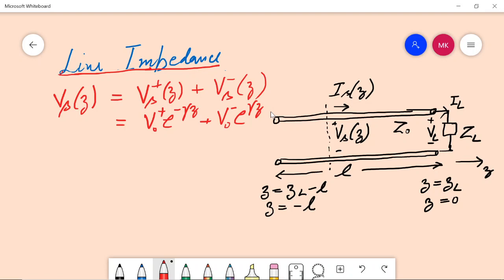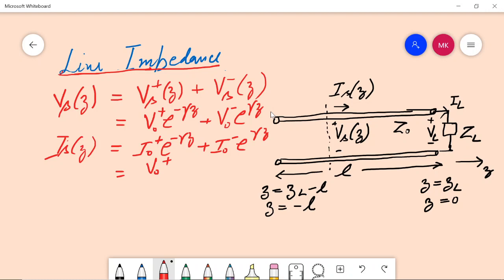Similarly, for the current, the total current is given by V naught plus over Z naught. So here in general it will be I naught plus, in the same way, e to the power minus gamma z, plus I naught minus e to the power gamma z. When you write in terms of V naught, we have already done this one.